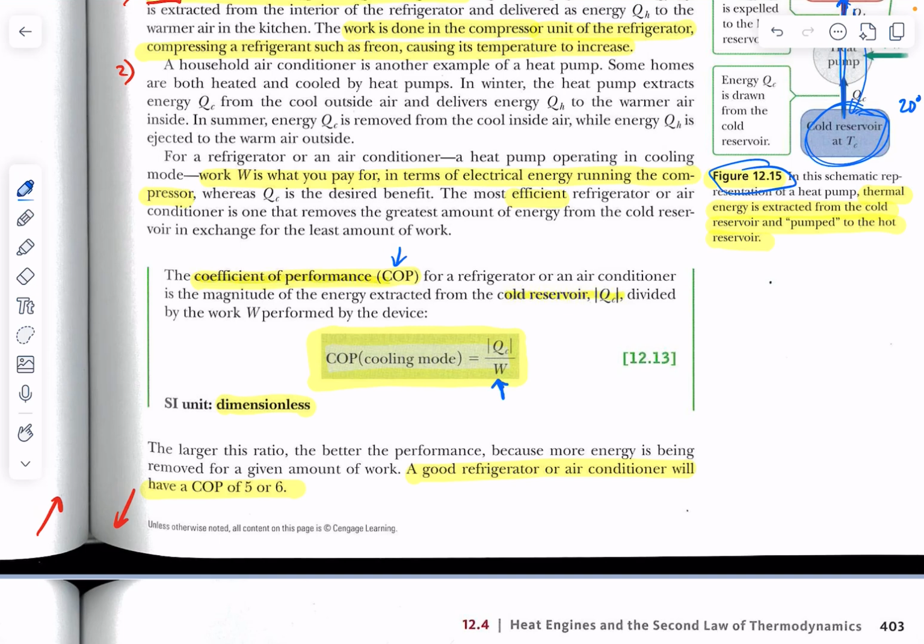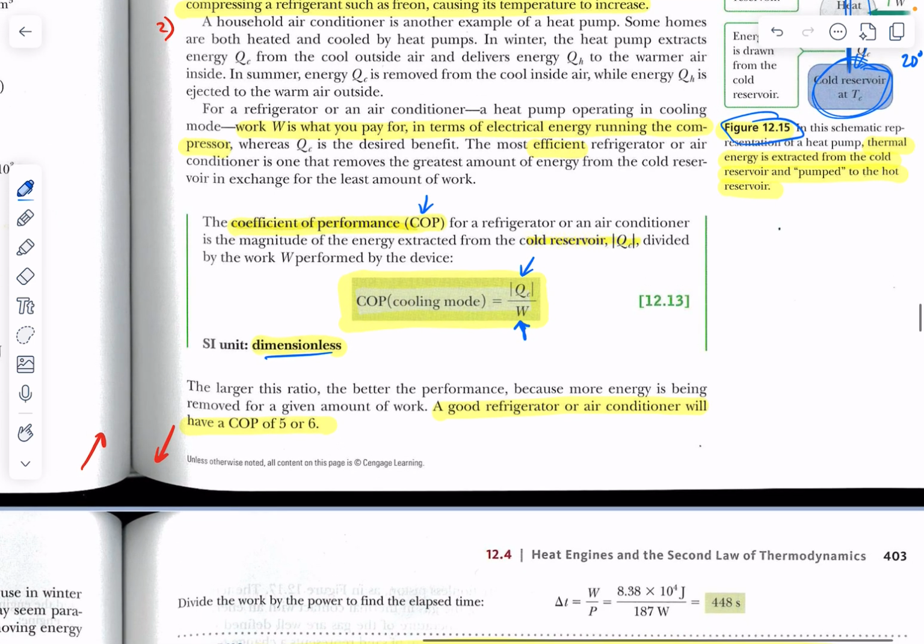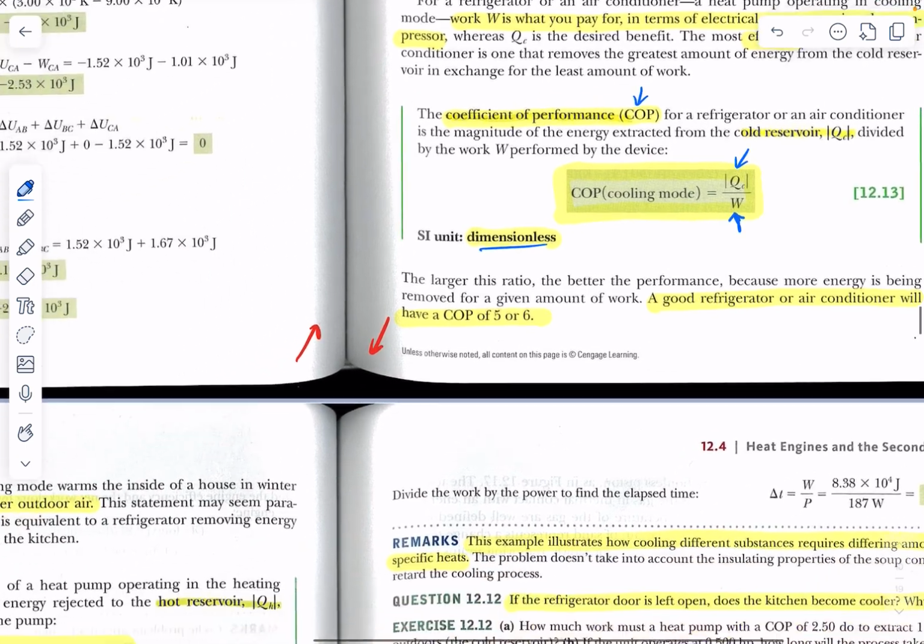Notice work is in the denominator now, and how much heat you can move one way or the other is in the numerator. Notice that the units cancel out because everything is in joules. Your book says that a good refrigerator or air conditioner will have a coefficient of performance of 5 or 6. In reality, it might be somewhat less than that.